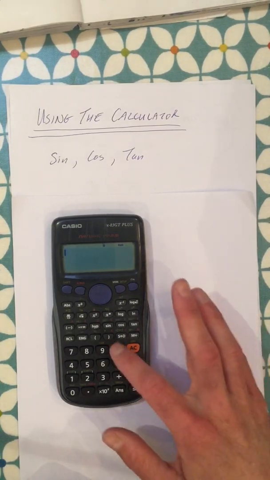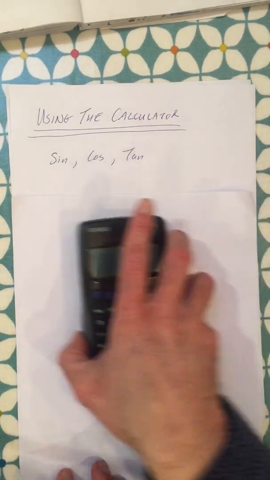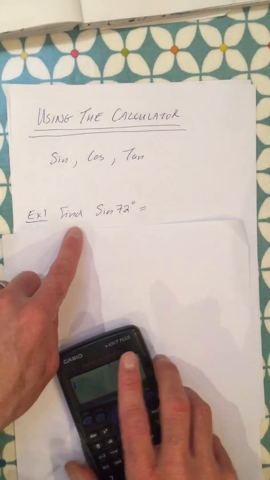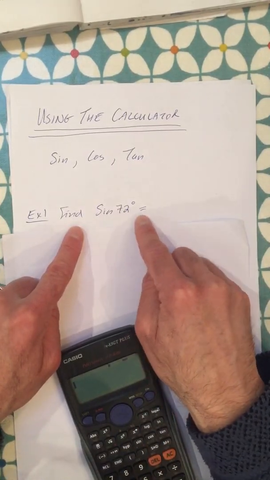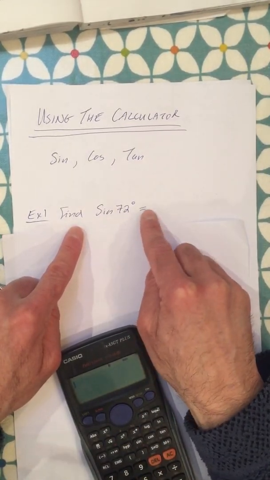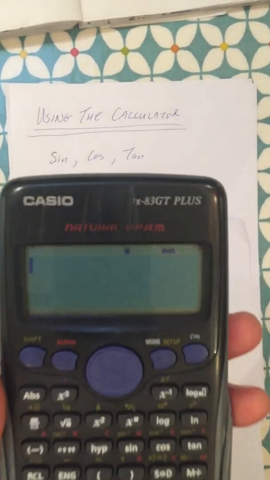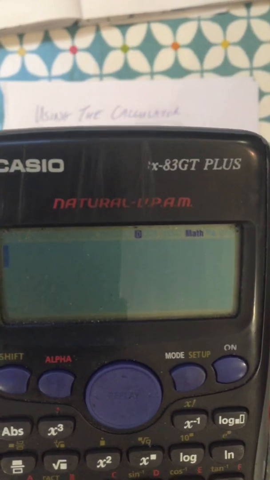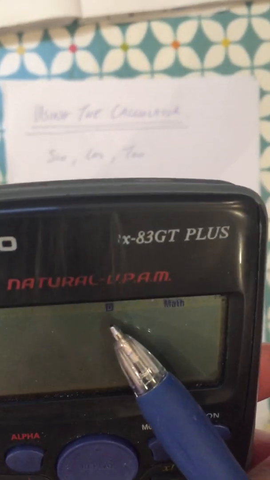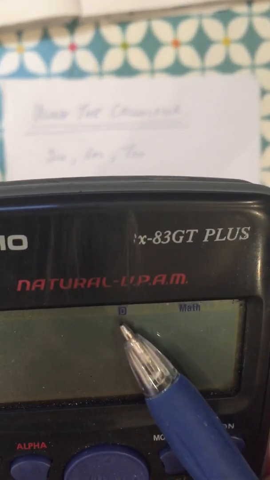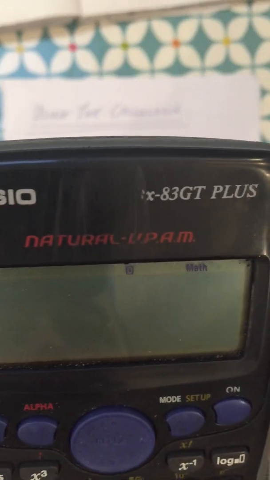So all you have to do is, for example, if I go to the first example here, if I want to find out the sine ratio of 72 degrees, sine of 72 degrees, I just have to make sure my calculator is on degree mode. And how you see if your calculator is on degree mode is, it should have a little D up on the top of your screen here. Normally when it's at factory settings, it is in degree mode.